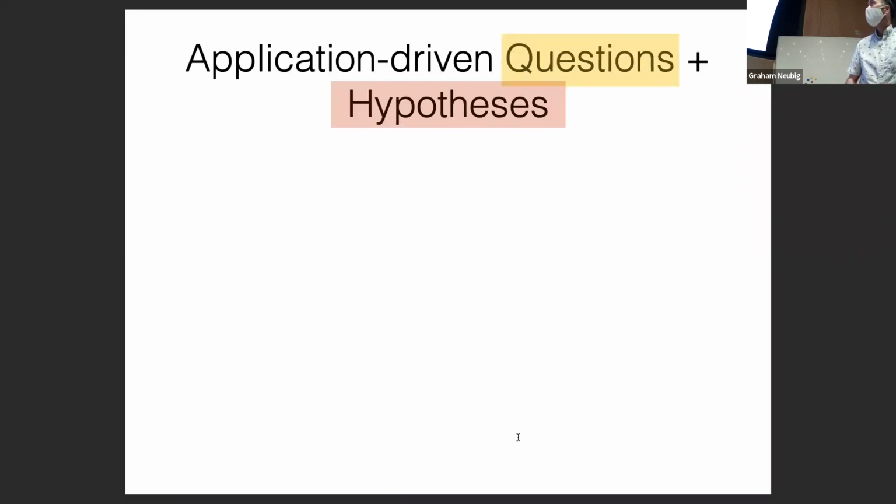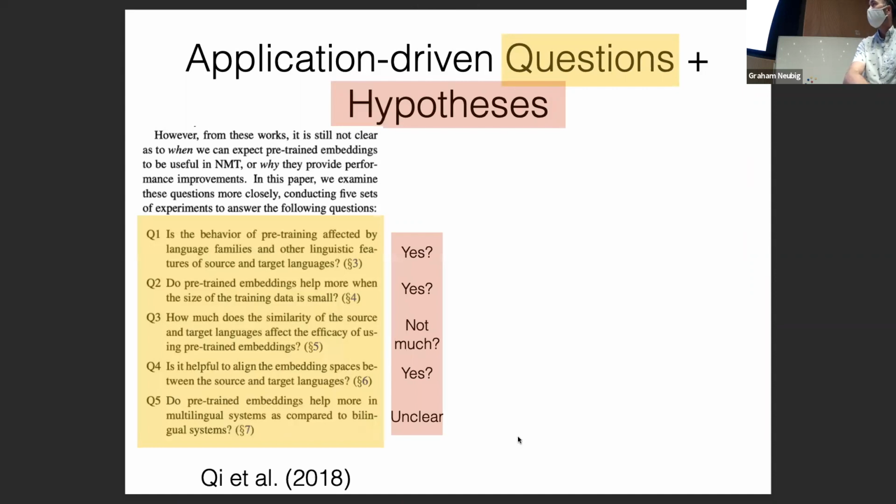find. We also have application-driven questions and hypotheses. So this is an example from my own paper. This is something that I actually kind of wish people would do a little bit more, which is explicitly lay out the research questions that you're attempting to answer in your paper. So in this case, this was more of an exploratory work.